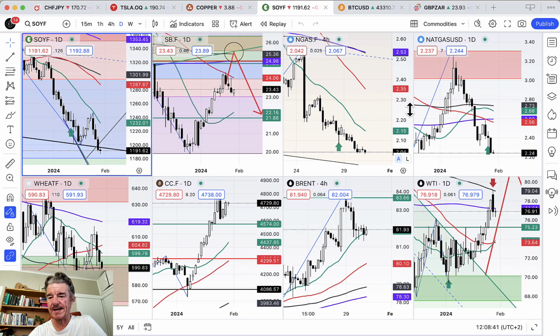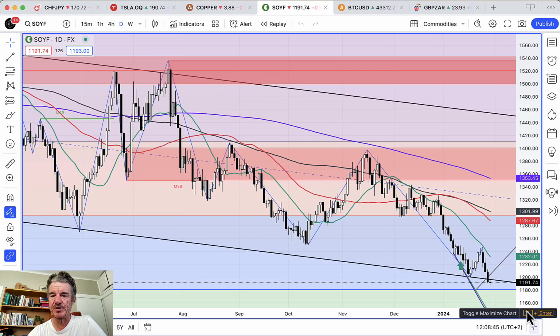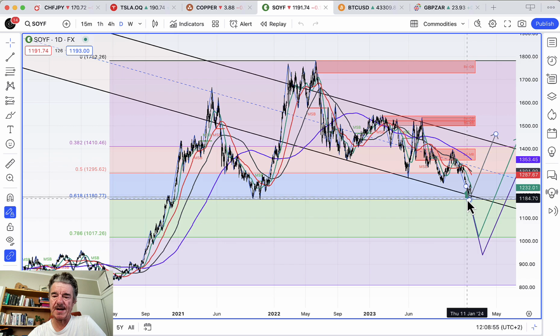So I'm going to go through this very quickly and not spend a lot of time on it, but I will do a natural gas video update later. Soybean, we're holding above that support level. We've talked about it quite a lot. We're either going to hold the support here at the 618 fib, and that's around about 1180, or we're going to have to go a bit lower and visit these lower support levels.